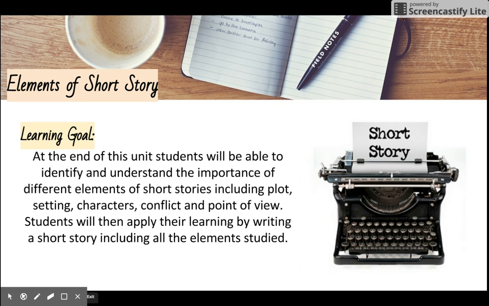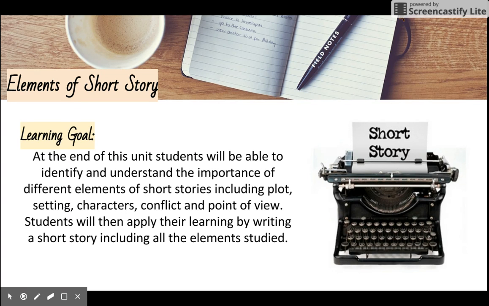Welcome to our first lesson for our short story unit. So overall in this unit, we're going to be looking more closely at the elements of short story. And our learning goal is at the end of this unit, students will be able to identify and understand the importance of different elements of short stories, including plot, settings, character, conflict, and point of view.